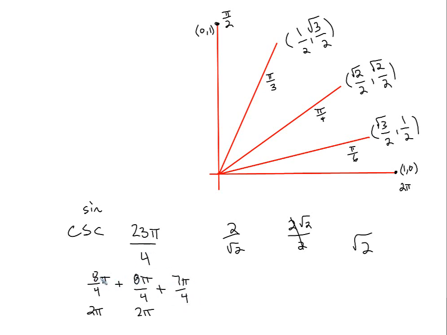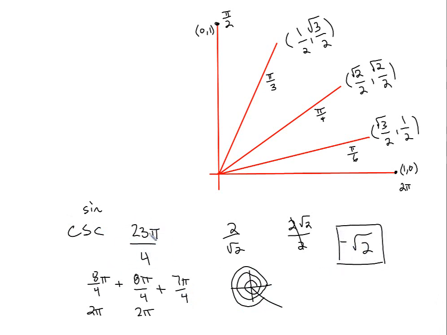So if you add up all the numerators, you're going to end up with 23 pi over 4. So this is the same thing as 23 pi over 4. The only thing that's happening is you're going all the way around the circle once, then you go all the way around the circle again. And then you got to go another 7 pi over 4. Well, where's 7 pi over 4? That's almost another full circle. We're in the fourth quadrant. So that's one way to figure it out. Since we know we're in the fourth quadrant, sine in the fourth quadrant is negative. So our answer is negative square root 2.